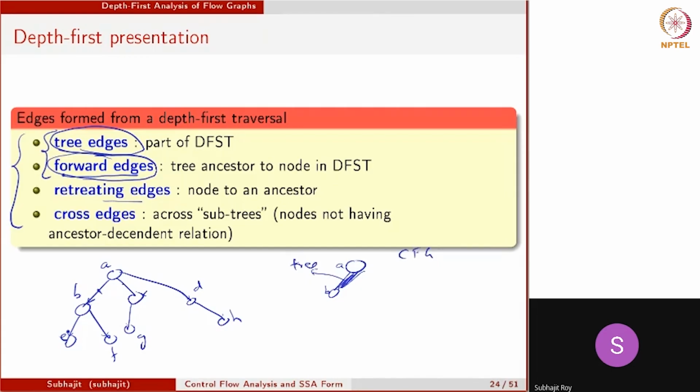What is a forward edge? So let us say I have an edge A to F. Right? Now there is no edge A to F in this tree, but there is a path from A to F in this tree. So A is the ancestor in that, and F is a descendant, right? So this particular edge becomes a forward edge.